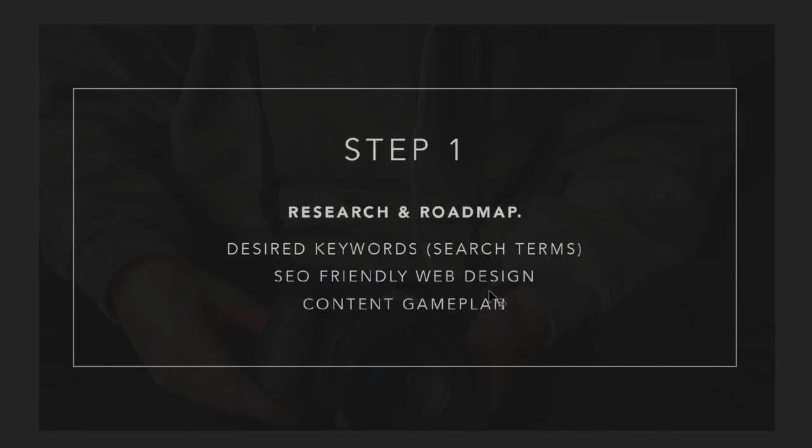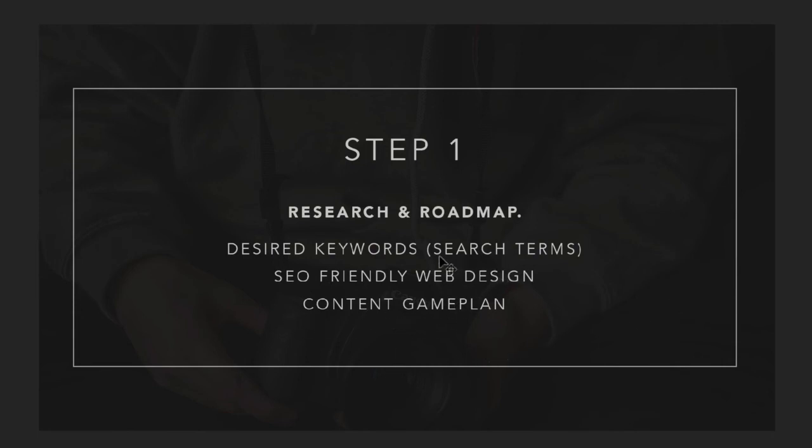Step 1, we are going to research and roadmap. So desired keywords, and keywords again are search terms that you want to rank for. We're going to plan those out. Once we know what your desired customer is actually searching for, we are going to take a look at your website before we do anything else, and we're going to say, okay, what is working and what's not? We're going to create an SEO-friendly web design if necessary, or if you don't have a web design yet, we're going to look at some great things and best practices. And finally, we are going to create a content game plan.